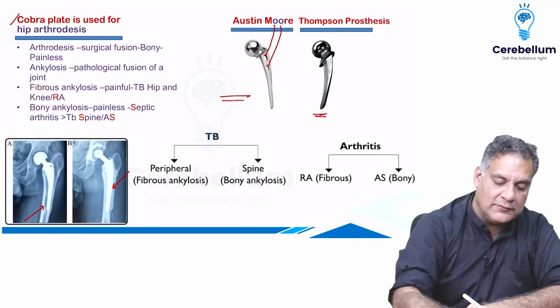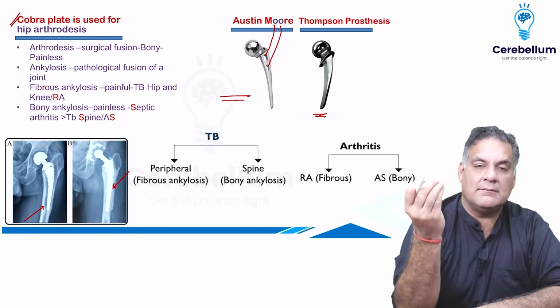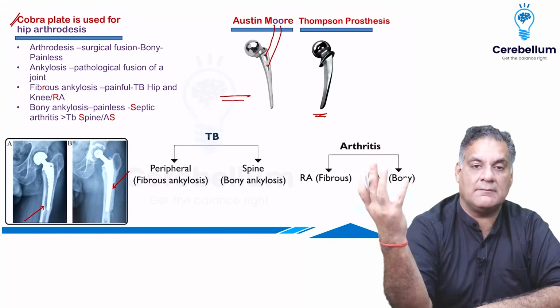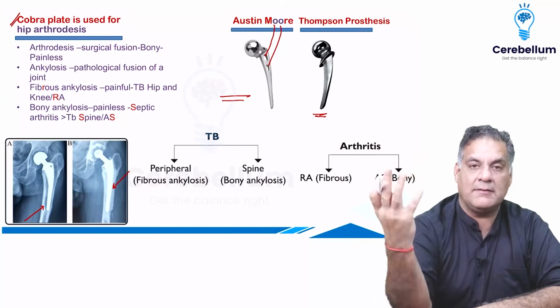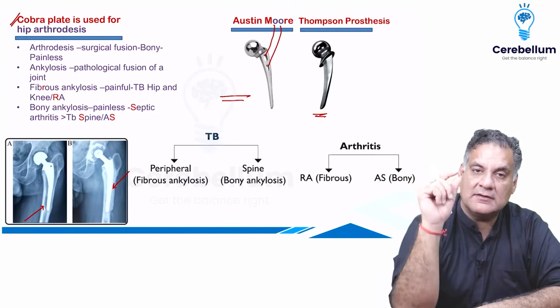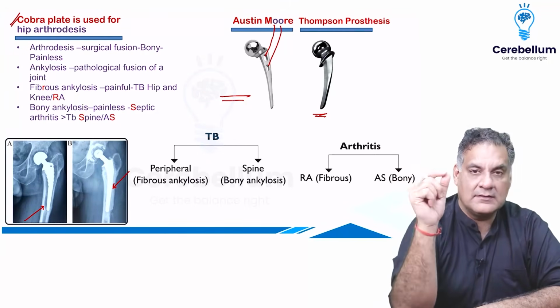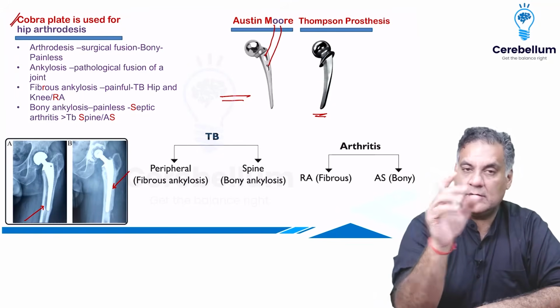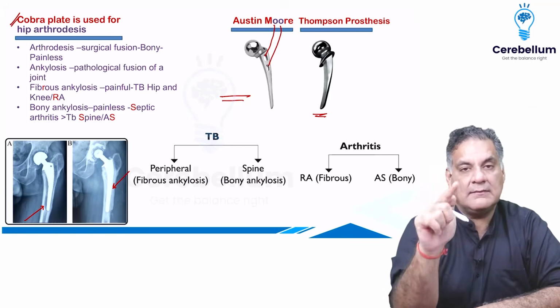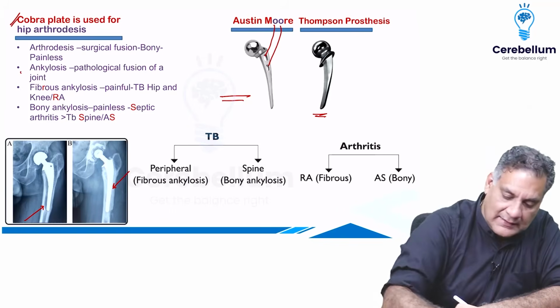And this fusion can be done in the hip by using some plates, like the cobra plate. The plate has the shape of a cobra, so it's called a cobra plate. And here, what happens is there's a fusion. What causes the fusion? The surgeon. So arthrodesis. Advantage, painless. Disadvantage, no movement. If the same thing is done by a disease, it's called ankylosis.